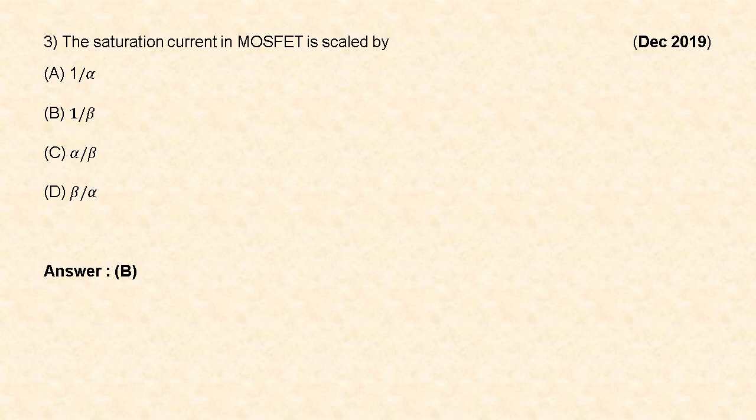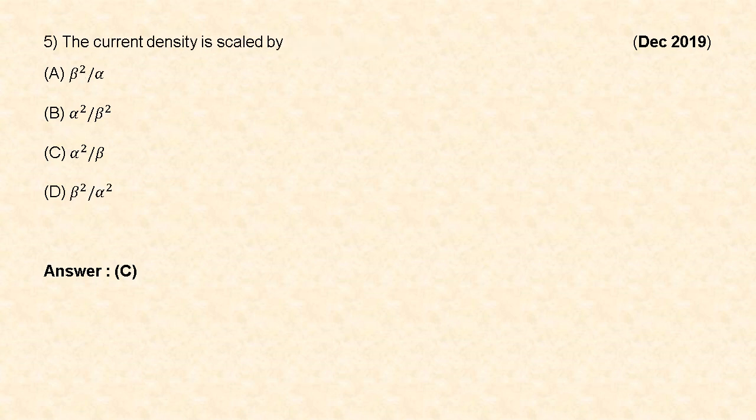Next, the saturation current in MOSFET is scaled by. The current is scaled by 1 by beta. So, option B is the correct answer. Next, the power dissipation per unit area is scaled by alpha square by beta square. So, option B is the correct answer. Next, the current density is scaled by alpha square by beta. So, option C is the correct answer.